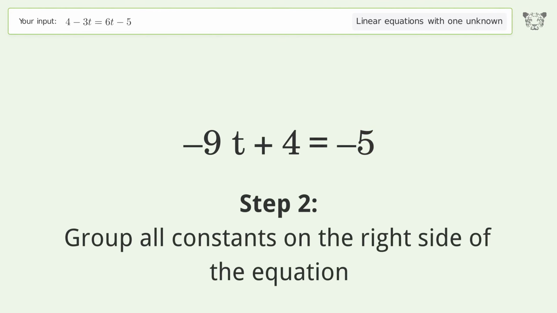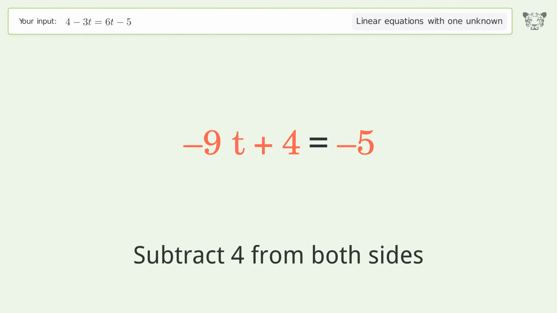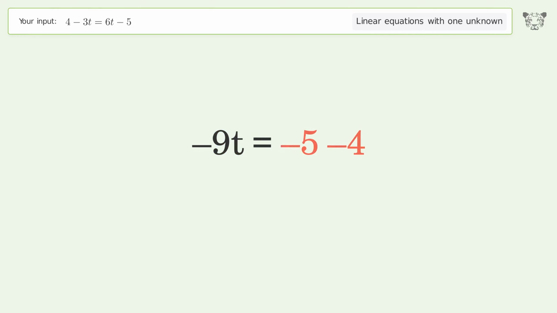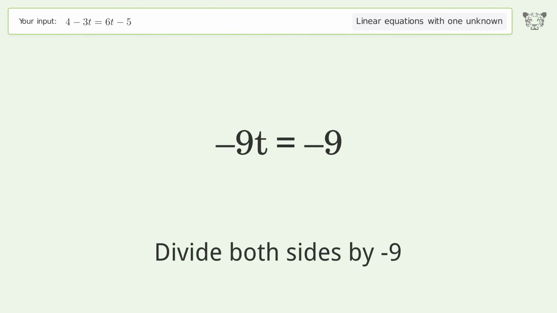Group all constants on the right side of the equation. Subtract 4 from both sides. Simplify the arithmetic. Isolate the t. Divide both sides by -9.